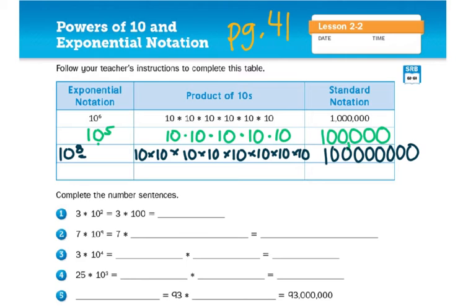I'm going to go ahead and count from right to left. Every third digit, I'll put in a comma. 1, 2, 3, comma. 1, 2, 3. 100 million.